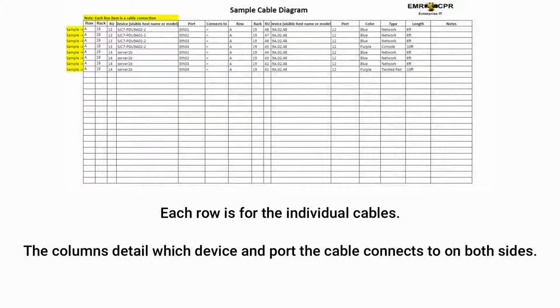Similar in appearance is the port map or cable diagram. For this spreadsheet, each row will be for the individual cables and the columns will detail which device and port the cable connects to on each side. Now here are some pieces of hardware you will need to know on site.